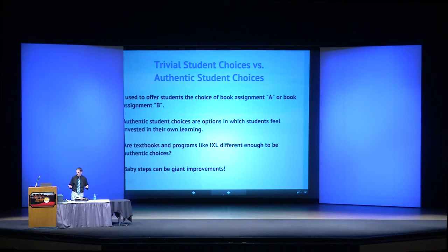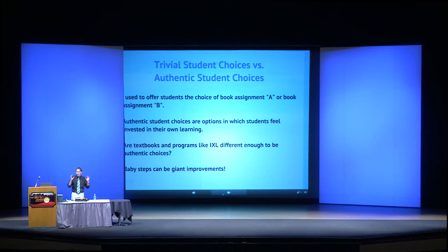My first year of teaching, I told students you can pick book assignment A or book assignment B, and I thought that I was giving my students a choice. But it's a trivial choice, it's a false choice, it's kind of a trick, right? You're trying to ask them which of these has more story problems in it, and then pick the other one. Authentic choices are options where students feel invested in their own learning.